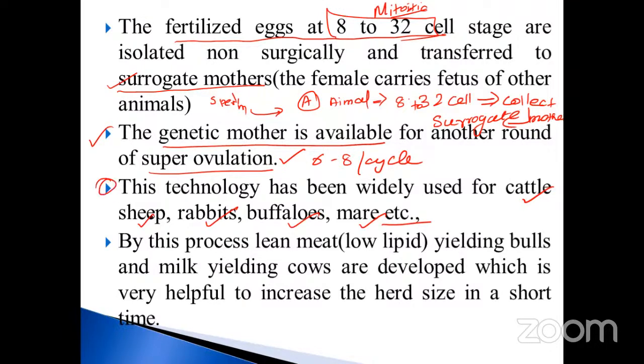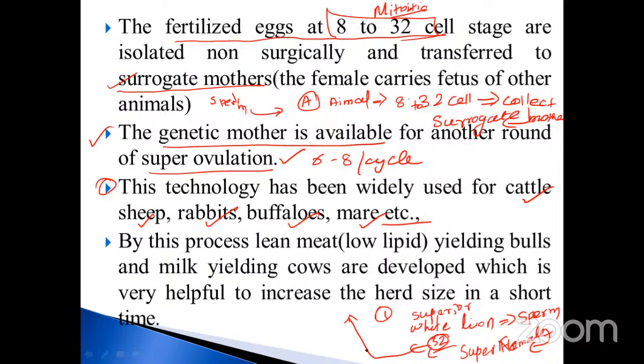Because, take an example, the white lion I told you about. Only one white lion is there, a superior one. Collect the sperm artificially. It may be inserted into a normal female lion, not a superior one. After the 32 cell stage, collect it and also transfer it to, which one, do you know? A surrogate lion. Now how much will we get? 6 to 8 offspring of white lion. Isn't it, my dear? This is very, very important.